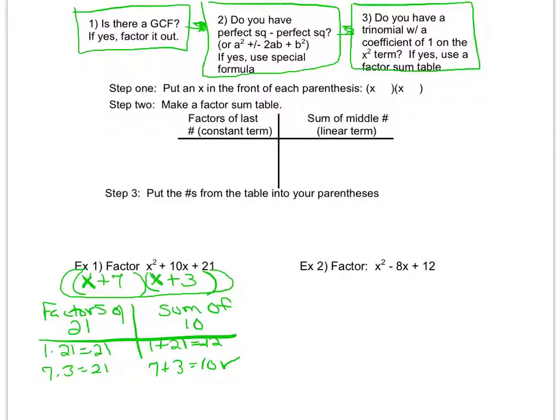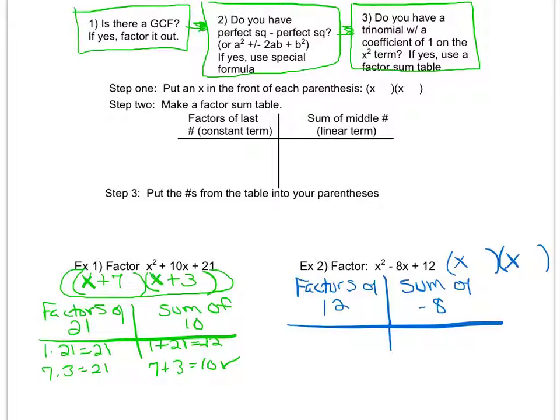On the second example, again I ask myself, is there a GCF? No. So I will start this by putting x's in the beginning of my parentheses. So from here, I can now say, okay, I want factors of positive 12, and I want a sum of negative 8. The sign will belong to the number.